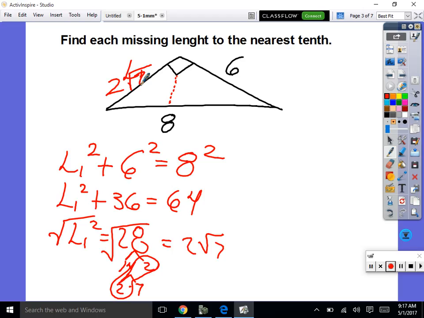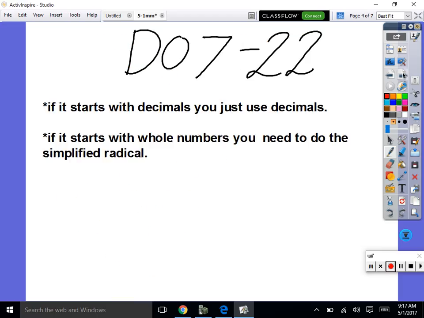Or you could literally just type in the square root of 28. But I need to see the broken down answer. This is what will be marked right on the test. So 5.3. All good? Next example.